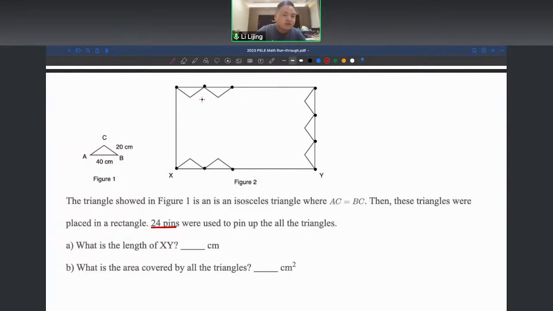So for this one, they already drew some triangles. So you can see the breadth, I got 3 triangles. However, I use 4 pins. Okay, so here got 4 pins. So use the same logic. Your left side here should also have 3 triangles, which is 4 pins.